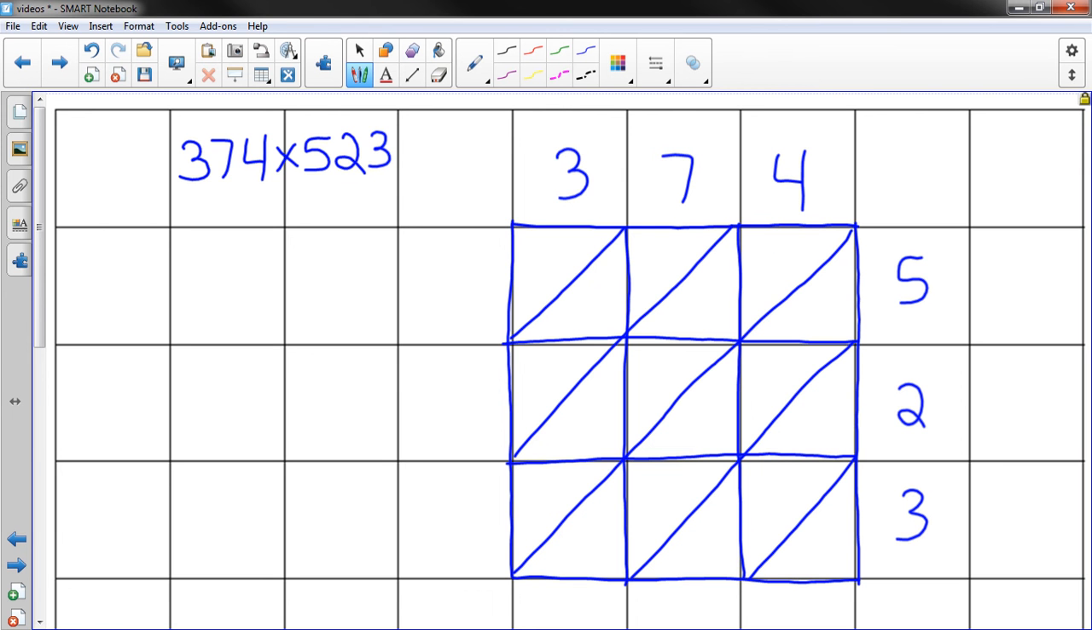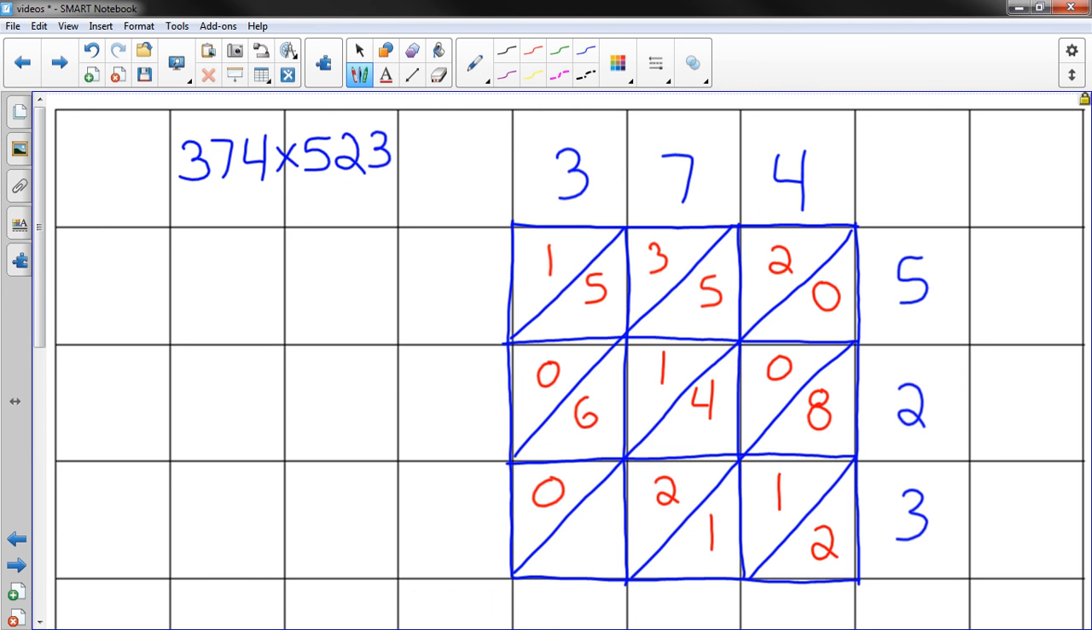4 times 5 is 20. 4 times 2 is 8. 4 times 3 is 12. Next column. 7 times 5 is 35. 7 times 2 is 14. 7 times 3 is 21. And the final column, 3 times 5 is 15. 3 times 2 is 6. 3 times 3 is 9.